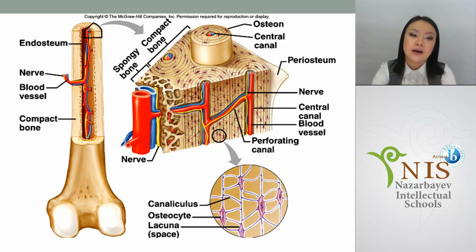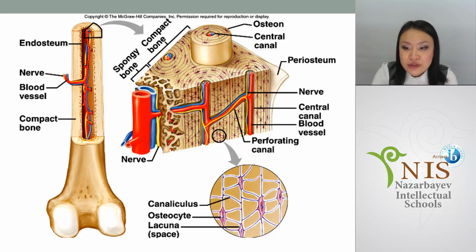Look at this diagram again. Look at the big picture, of one small piece of this long bone. You see here compact bone, and then comes spongy bone. In the center you can see blood vessels and nerve. Nerve is represented with yellow color.